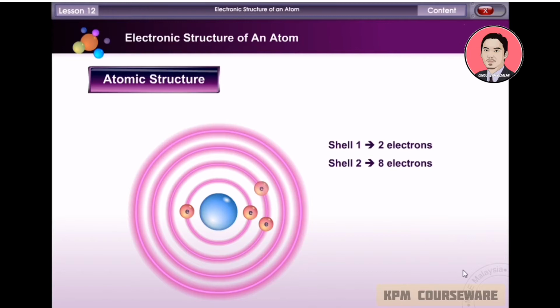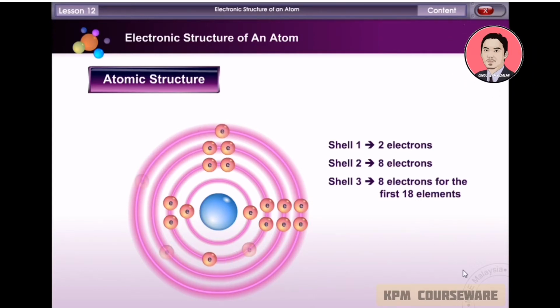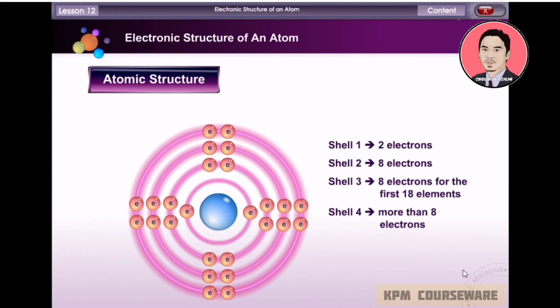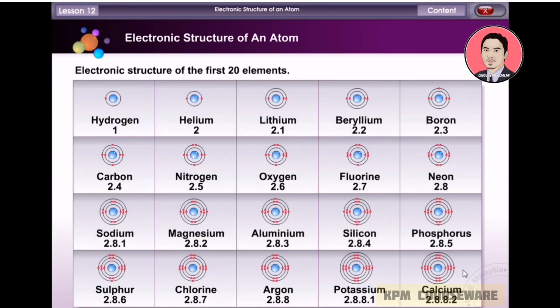Shell 2 can allow up to 8 electrons. When you further learn about elements with more than 18 electrons, you will find out that shell number 3 can hold more than 8 electrons. Shell number 4 can hold more than 8 electrons. Look at how the electrons are arranged. This table shows the atomic structure of the first 20 elements in the periodic table. Click on the blinking button to proceed.